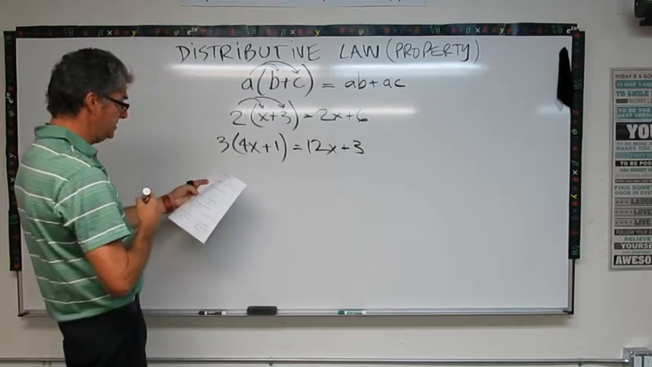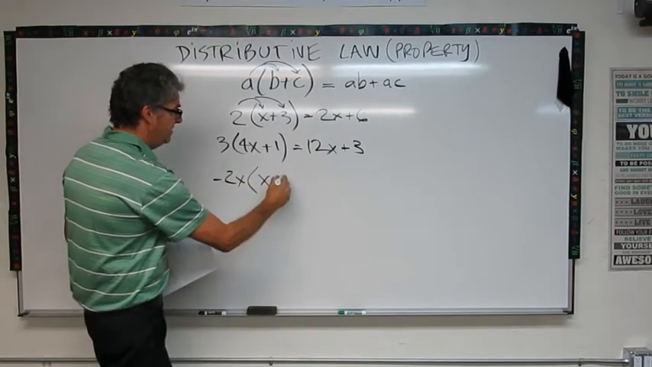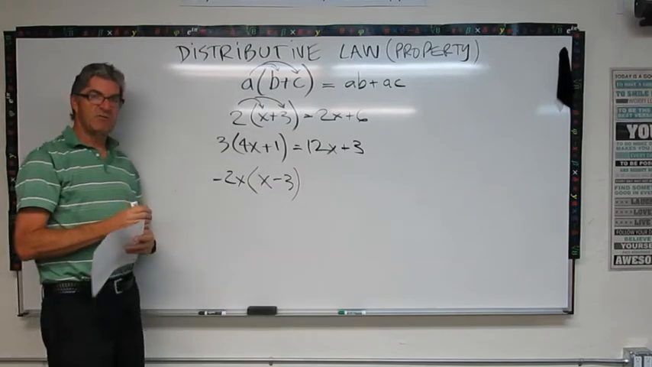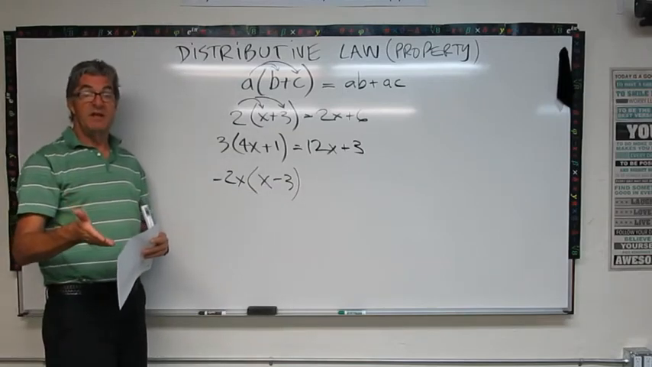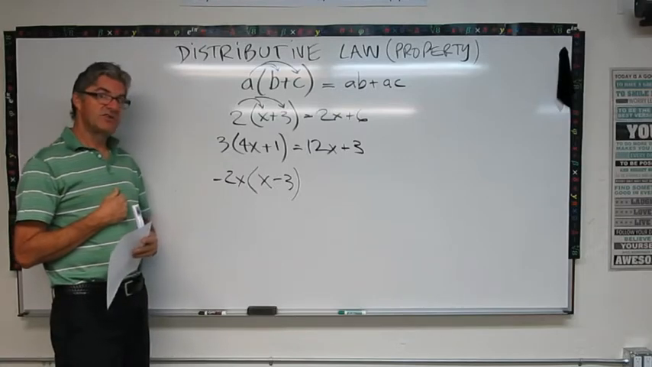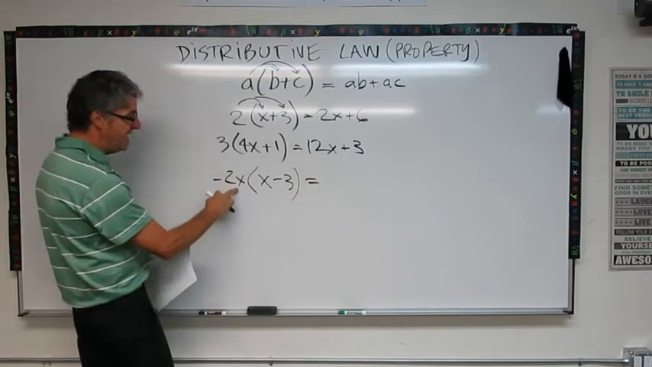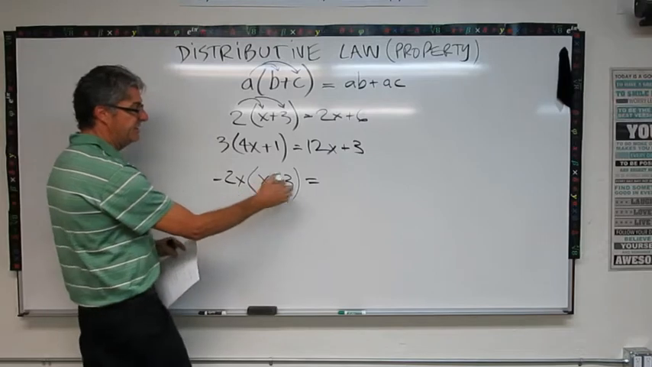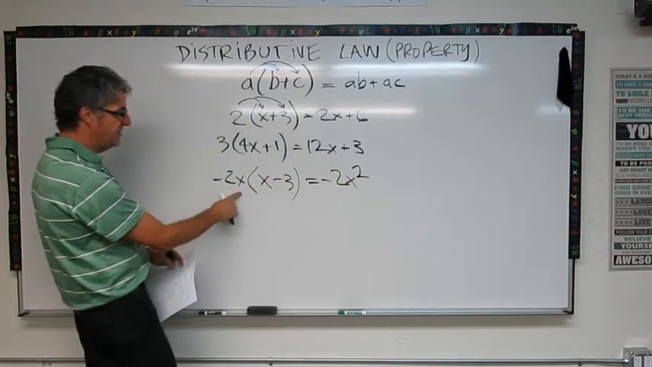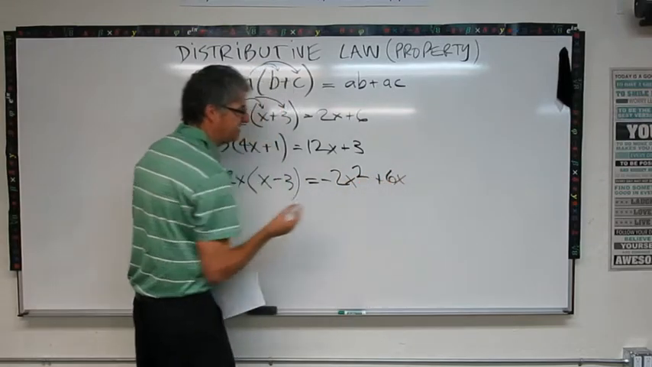How about minus 2x times (x minus 3)? So I've messed around with the signs here. Just keep track. Remember, negative times negative is a positive. Negative times positive or positive times negative, those are both negative. Okay, so give it a shot. Okay, let's see how you did. Negative 2x times x is negative 2x squared. And negative 2x times negative 3 becomes plus 6x. Okay?